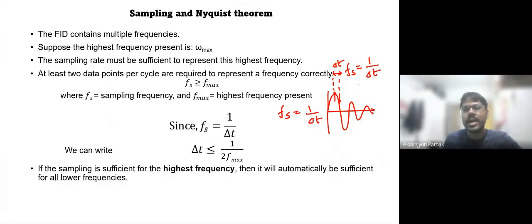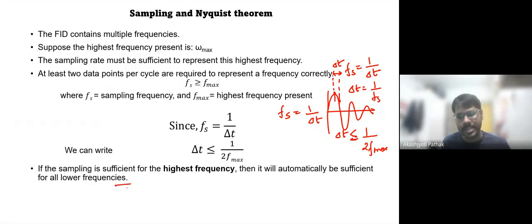Okay. So if your sampling frequency is 1 by delta t, then delta t equals 1 by fs, and fs has to be at least 2 times fmax. So the dwell time delta t that should be kept when you are recording the signal should be less than or equal to 1 by 2 fmax. Okay. So if the sampling is sufficient for the highest frequency, then it will automatically be sufficient for all lower frequencies.